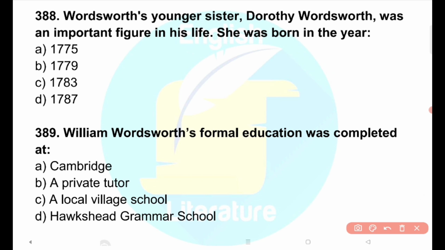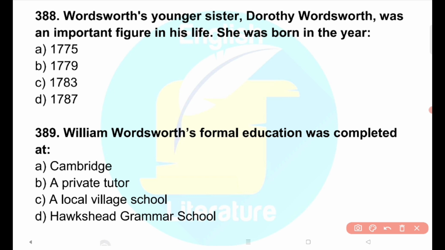Wordsworth's younger sister, Dorothy Wordsworth, was an important figure in his life. She was born in the year option A, 1771. Dorothy Wordsworth was born on December 25, 1771. She played a crucial role in Wordsworth's literary career, keeping detailed journals that influenced his poetry.